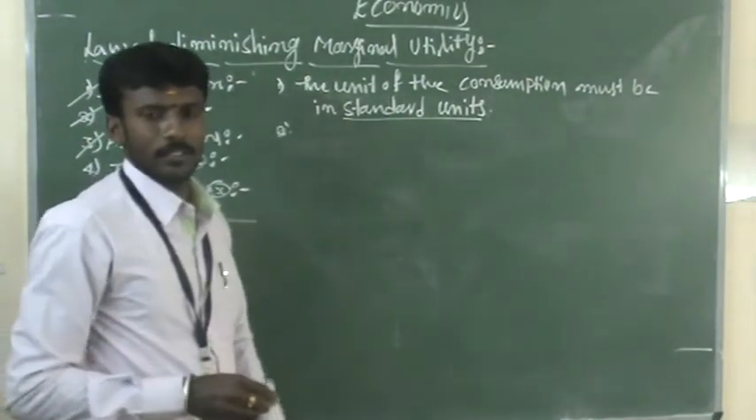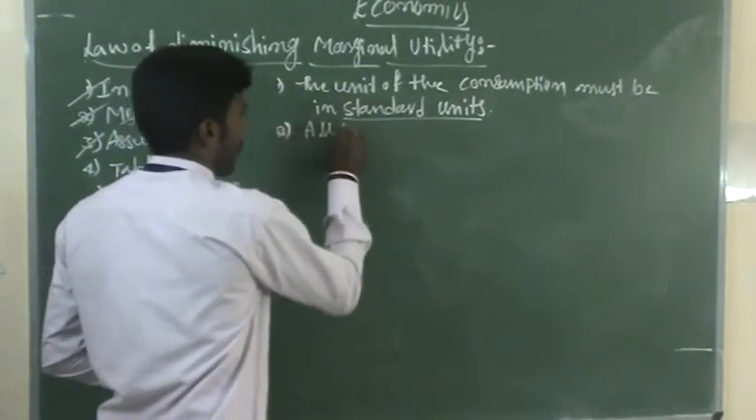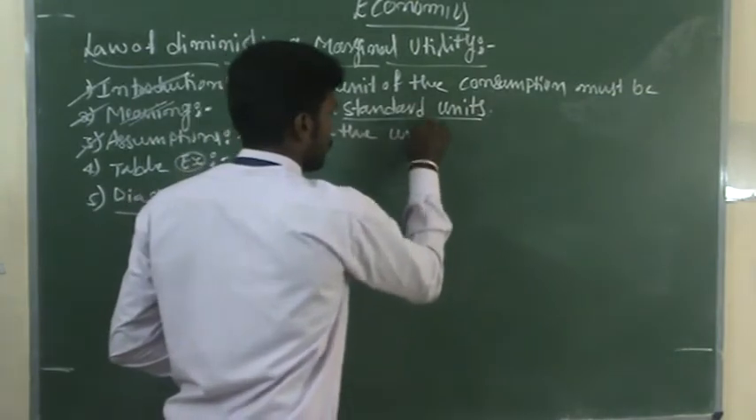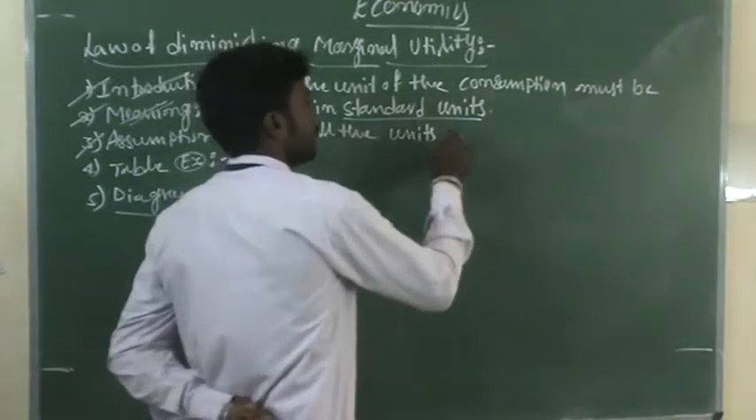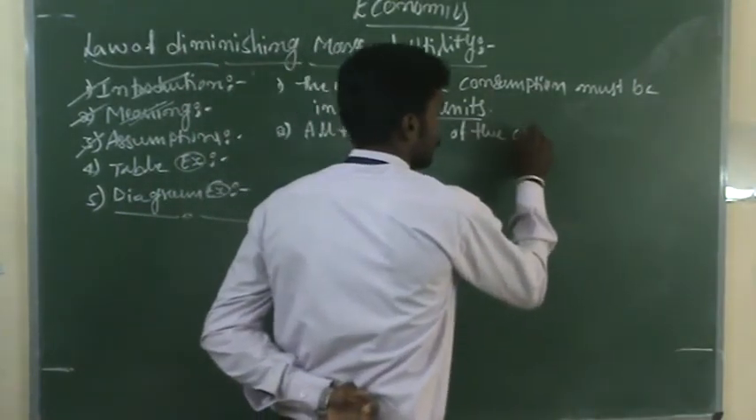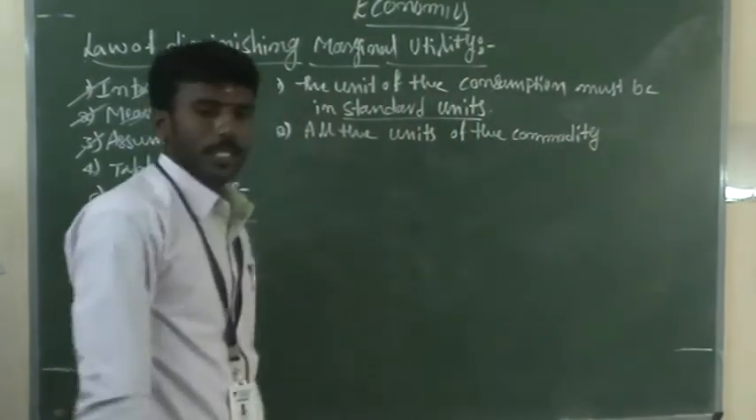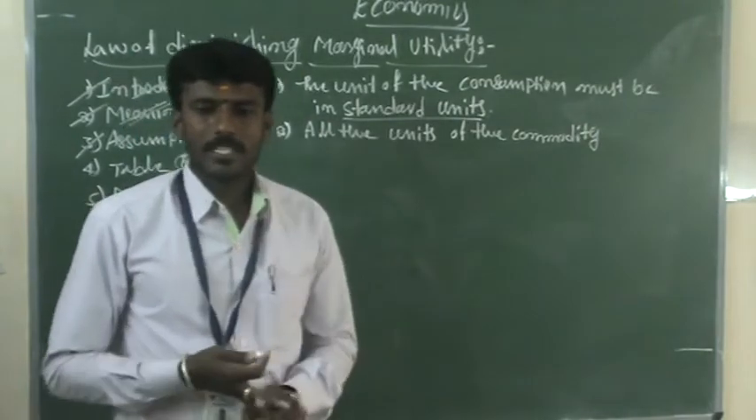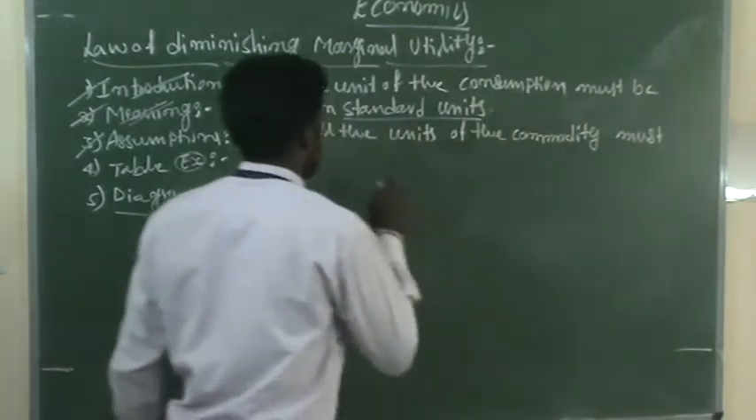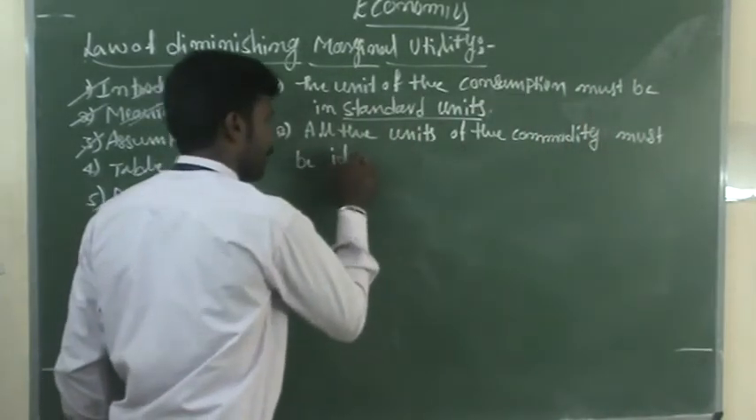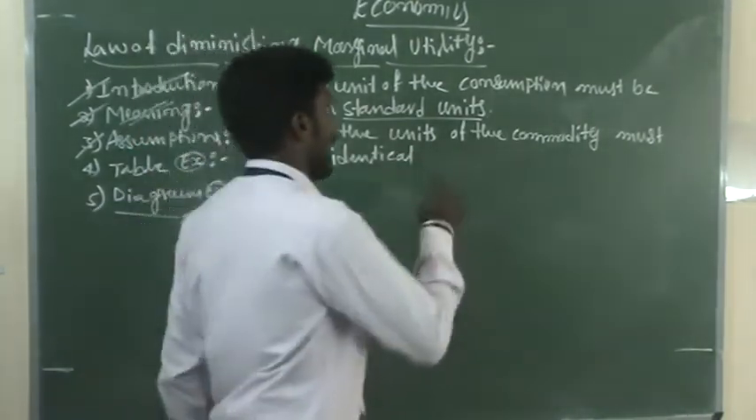Then comes the second one: all the units of the commodity must be identical in all aspects.